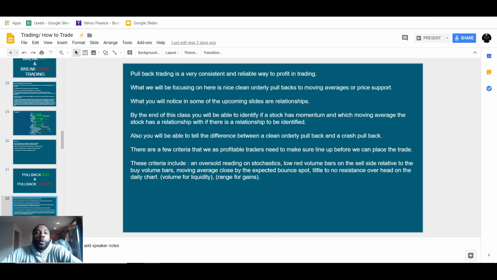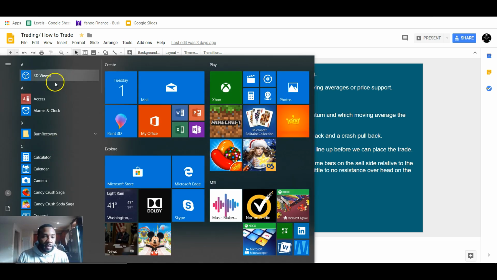So, pullback trading. Let's try to understand what pullback trading is and how we can profit from it, okay? Pullback trading is very consistent. It's a very consistent and reliable way to profit in trading. What we will be focusing on here are nice, clean pullbacks. Pullbacks to moving averages or price support. So let me see if I can give you a little example.